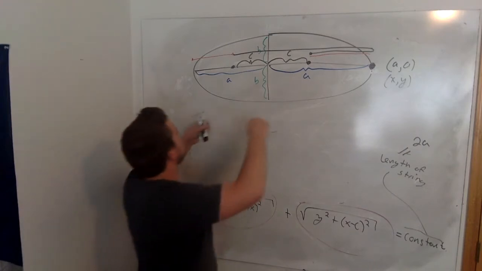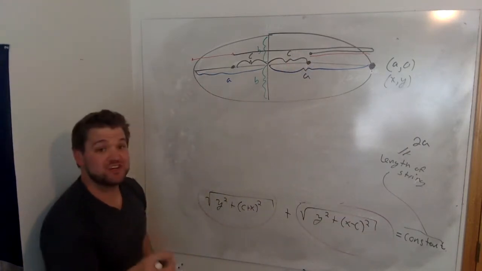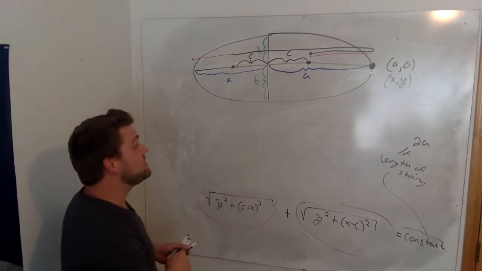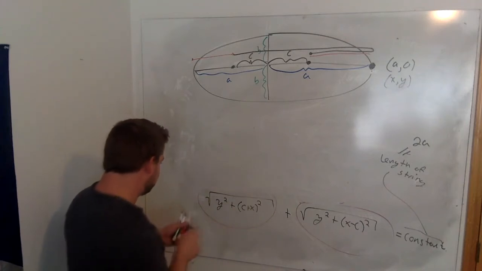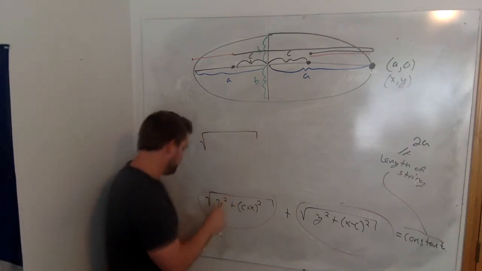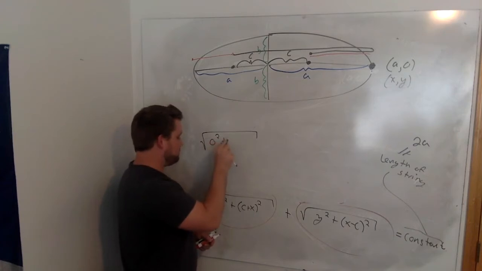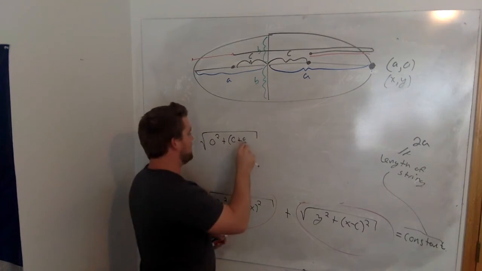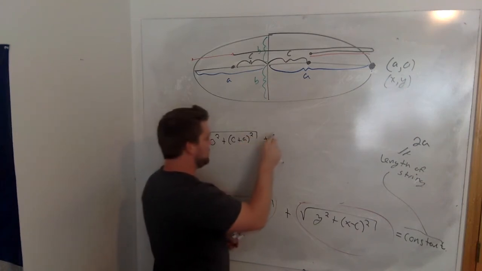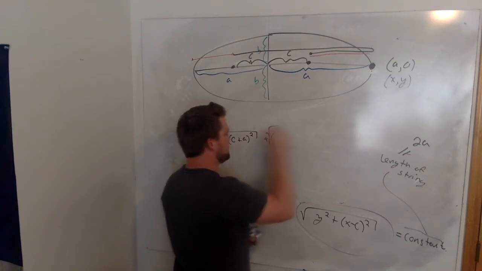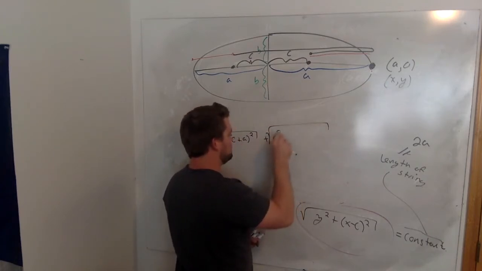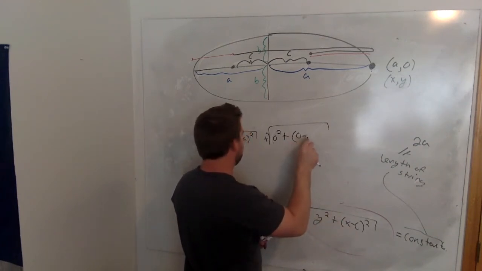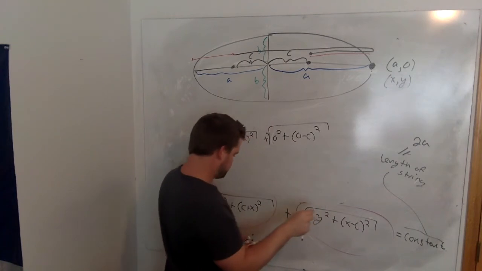Okay, maybe if you don't like the argument, this formula here should tell us that too. Let's replace the x's with a's and the y's with zeros. So what would we get here? We'd get the square root of (a minus c) squared plus 0 squared, plus the square root of (a plus c) squared plus 0 squared.